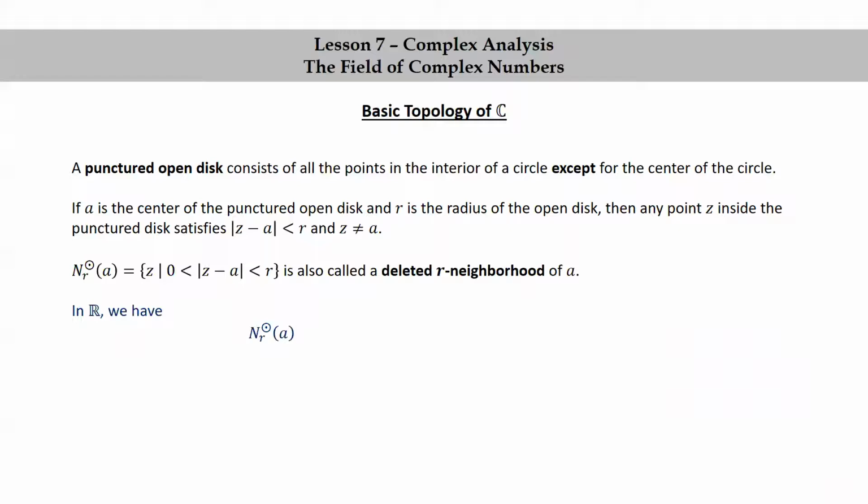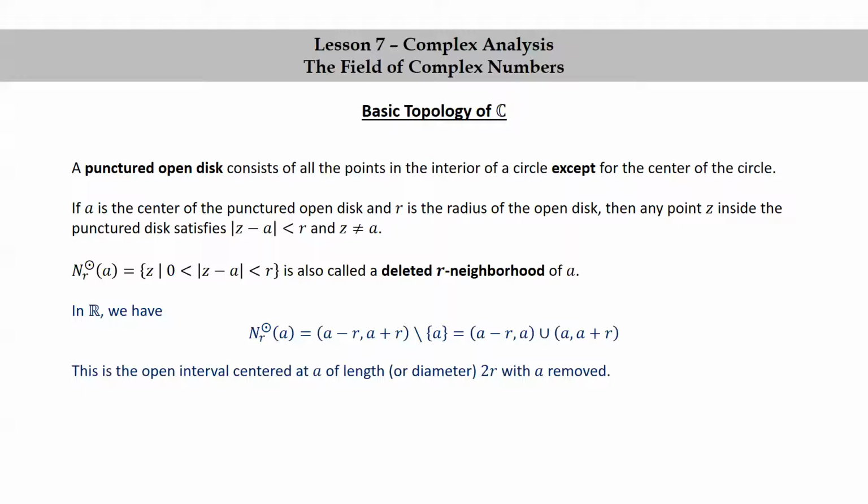In R, we have N sub R dot of A is equal to the open interval A minus R, A plus R, with A removed. That's equal to the union of the 2 open intervals, A minus R, A, and A, A plus R. This is the open interval centered at A of length or diameter 2R with A removed.